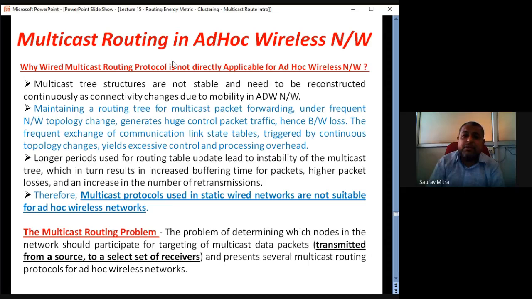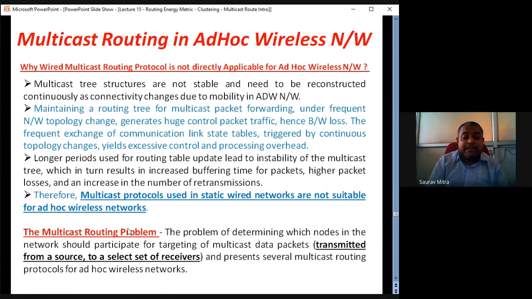So this is another very important question: why is wired multicast routing protocol not directly applicable for ad hoc wireless network? Longer period for routing, because in wired networks long tables are created. Those tables take a lot of time for transmission. But that cannot happen in the case of ad hoc network, because in ad hoc network it has to happen very fast. Therefore, multicast protocols used in static wired networks are not suitable for ad hoc network.